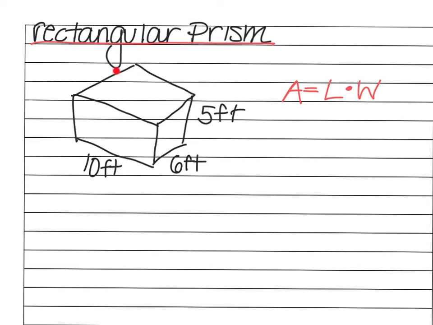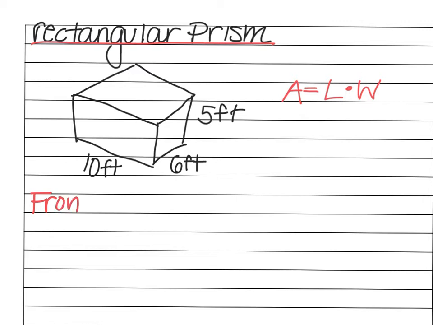You have the top and the bottom of the box. You have the right and the left side of the box. You have the front and the back of the box. And so you have to take into account all of those sides and add them together. What we're going to look at first is the area of the front and the back of the box.